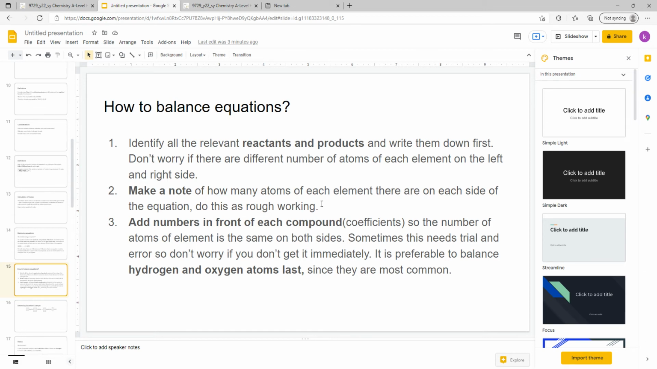Once we have determined how many atoms of each element there are on both sides, we need to see which are different, and we try and add numbers in front of each compound so that the number of atoms of each element is the same on both sides. More often than not, this involves trial and error, so there's no need to be worried if you don't get it as quickly as you like. However, one tip to make it a bit easier would be to balance hydrogen and oxygen atoms last, since these are the most common.